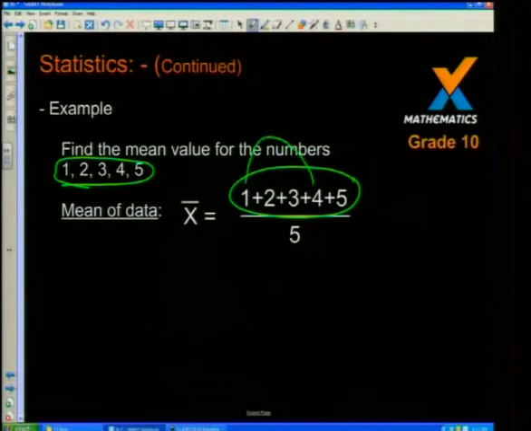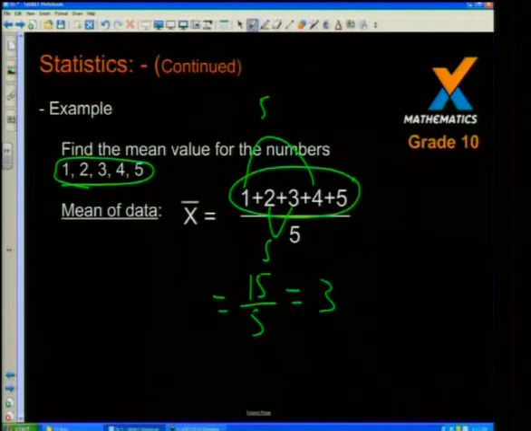4 and 1 gives me another 5 there, 2 and 3, another 5. So this is actually 15, 5 plus 5 plus 5. It's 15 divided by 5. That is equal to 3, because 5 goes once, 5 goes 3 times there. All right? Then we say the mean of this data is 3.